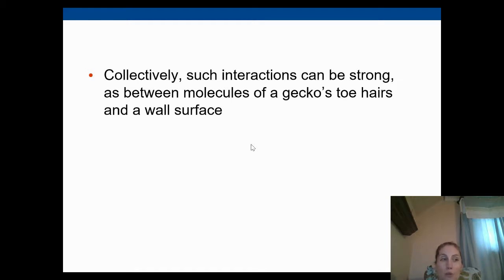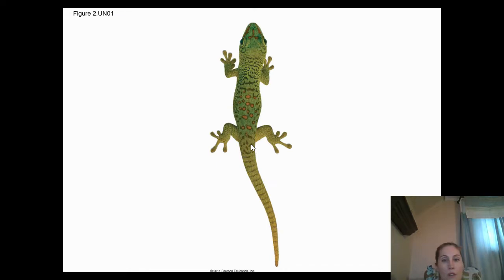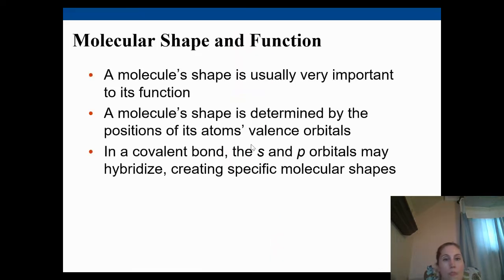Typically that would be the hydrogen bonding properties of water as opposed to van der Waals. But van der Waals is that force that comes from fluctuations of the charges between the molecules of the gecko's toe hairs and the wall surface. That is its ability to climb walls or stick to things.